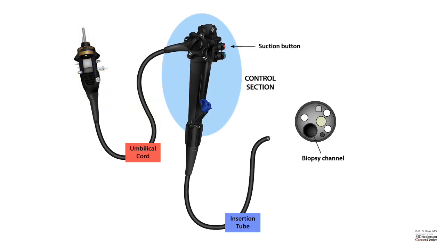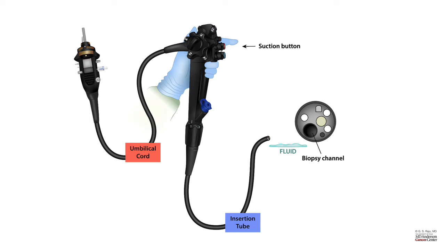Here is a biopsy channel, or the suction channel. Biopsy channel and suction channel share a common pathway in the insertion tube, and then once it goes to the control section, it splits into two. So the suction button is a red button, and if you press on the suction button and depress it down, it sucks the fluid, and the fluid goes up the insertion tube to the umbilical cord and then out through the suction connector.